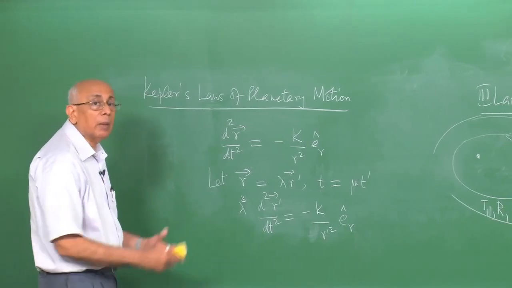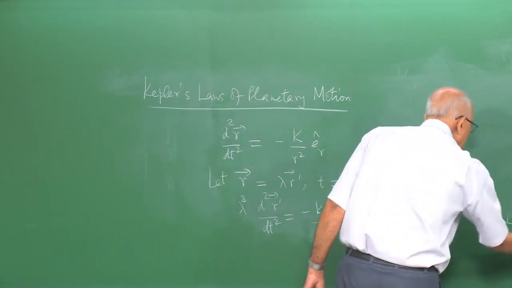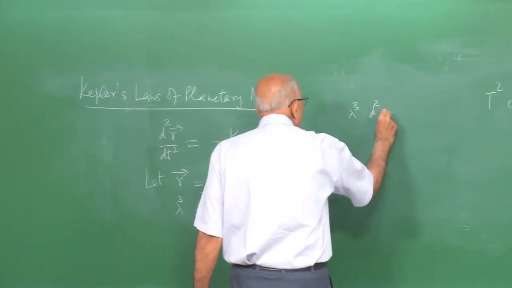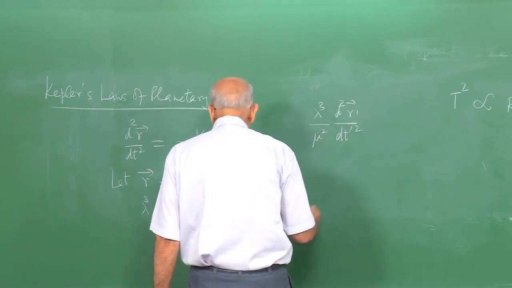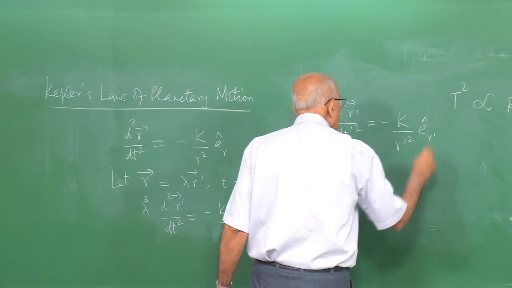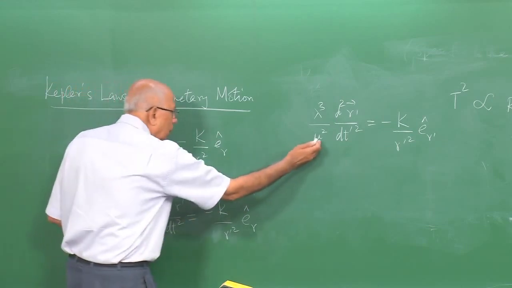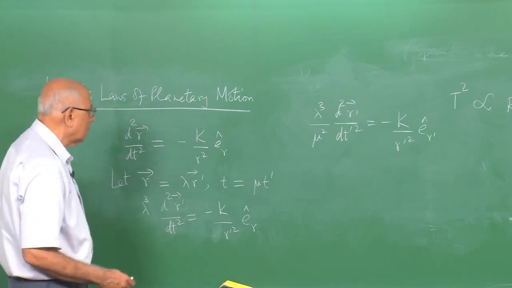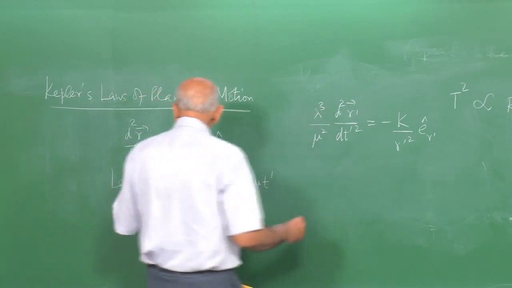Mu is some constant, a pure number. Then this equation becomes, in the new variable, lambda cubed d2r prime over dt prime squared, and there's a mu squared that sits here, equal to minus k over r prime squared e_r. But that looks exactly like the old equation, because I pull out a mu squared: differentiating with respect to t is like differentiating with respect to t prime with a mu pulled out. So the equation of motion is identical to the old equation.